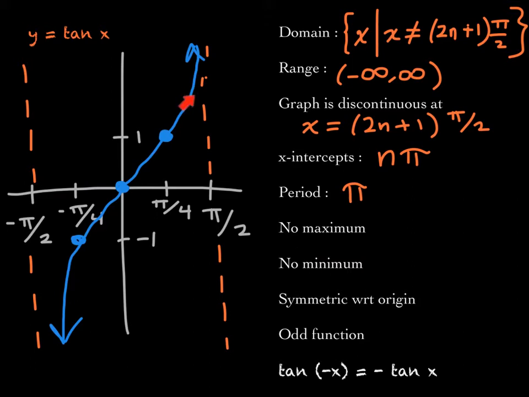The graph is symmetric with respect to the origin. Just like the sine function, it's symmetric with respect to the origin, so it is an odd function. That means tangent of negative x will be equal to negative tangent of x. That is, if you negate your input, you will negate your output.